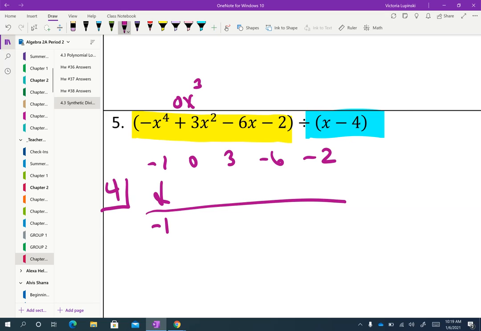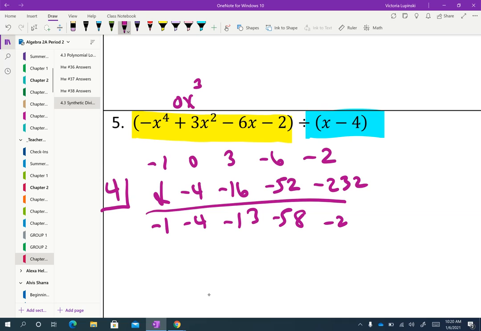So bring down the -1, times 4 is -4. 0 plus -4 is -4. Times 4 is -16. -16 plus 3 is -13. Times 4 is -52. Plus -6 is -58. Times +4 is -232. And if you add those together, you get -234.